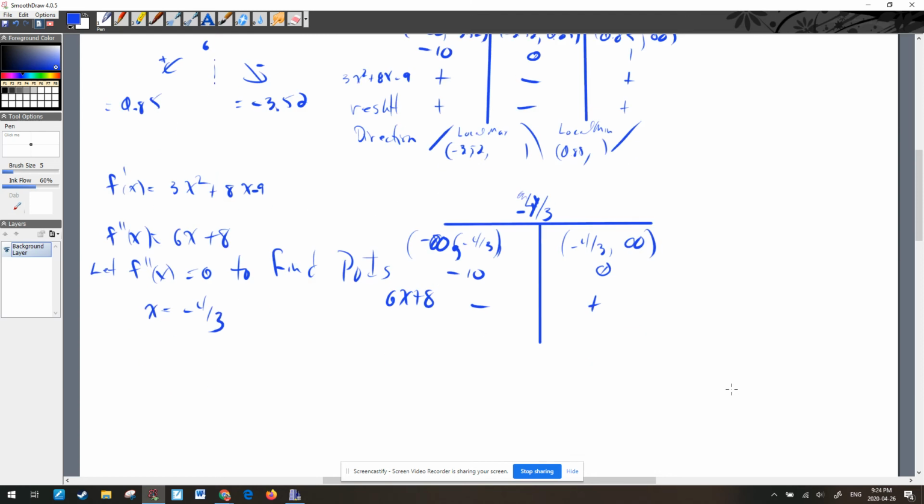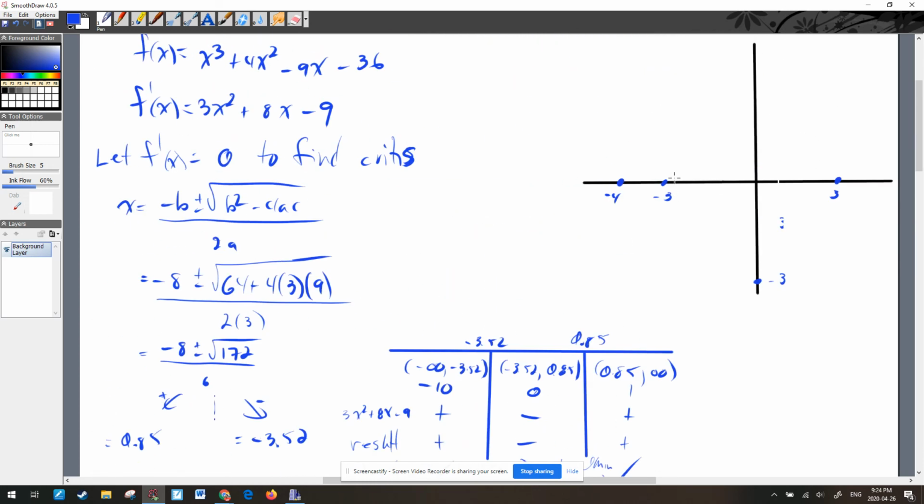So we're going to talk about shape, right? That's what this test is for, concavity. Negative, that makes me sad. And positive, yay team, it's sunny out. Okay. And so because the concavity changed on either side, we know that we have a point of inflection. The point of inflection is, of course, at -4/3 and whatever it is when I put that back into the original function. So we could take all of those details and drop them into this graph.